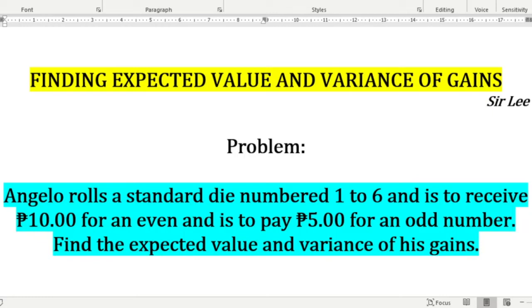How do we find expected value and variance of gains? Let us have this problem. Angelo rolls a standard die numbered 1 to 6 and is to receive 10 pesos for an even number and is to pay 5 pesos for an odd number. Find the expected value and variance of his gains.